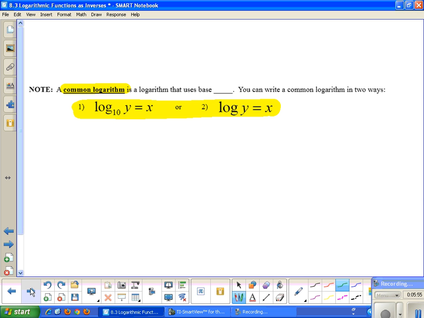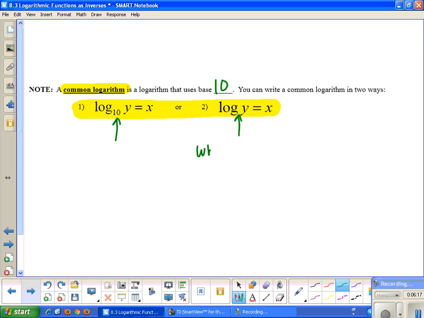So note, a common logarithm is a logarithm that uses base 10. You can write a common logarithm in two ways. We can write it as log base 10 of some number equals x, or you can write the log without the base, y equals x. So notice here the 10 is written, whereas over here we don't write it.